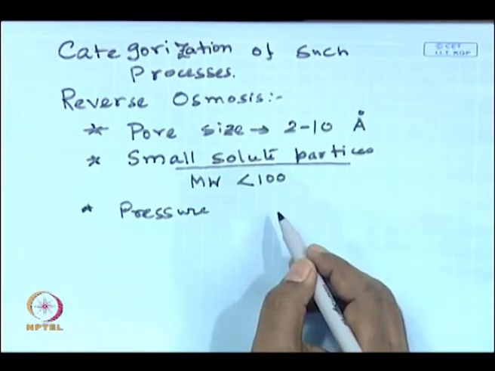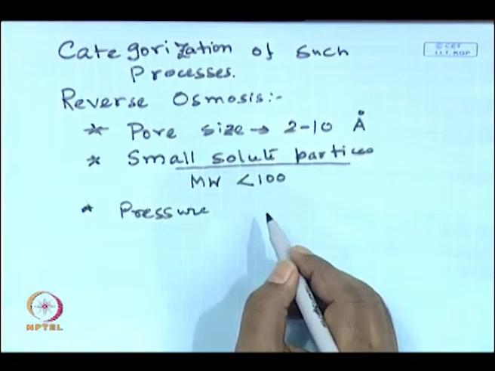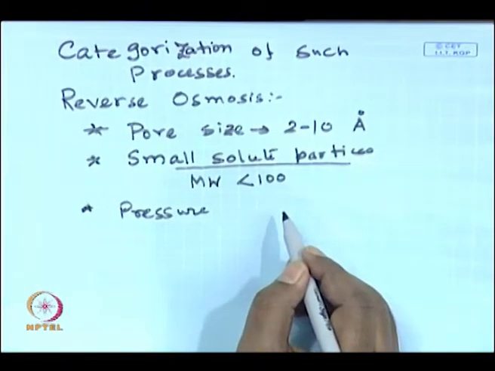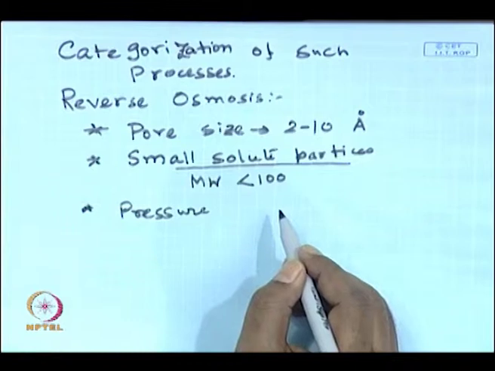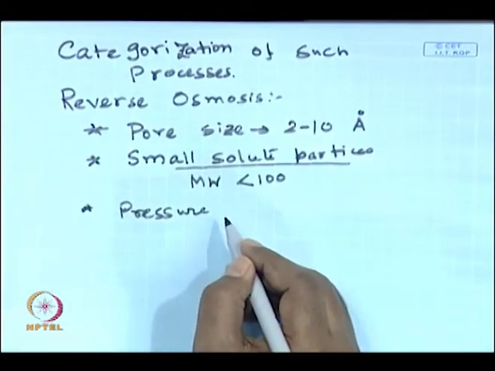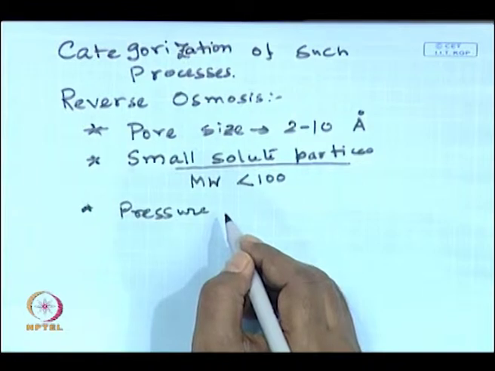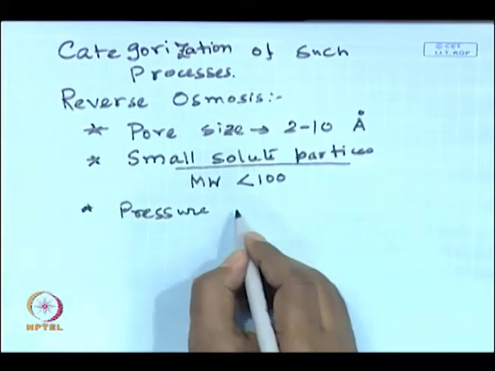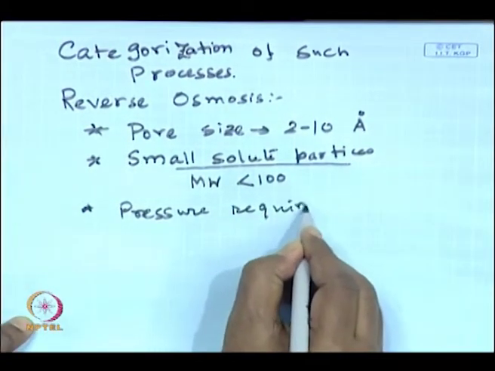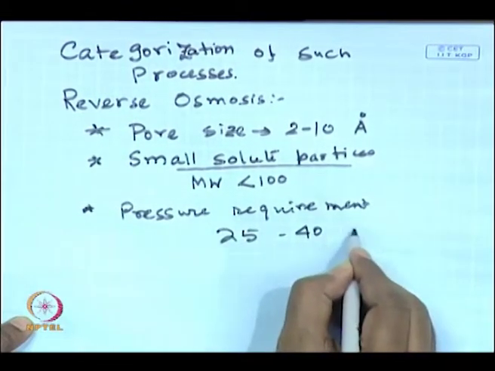becomes pretty high. Now, in case of reverse osmosis, as we talked about in the last class, you have to apply pressure on the feed side to overcome the osmotic pressure, right? Then only the first drop of permeate will come in the downstream side. So the pressure requirement in reverse osmosis becomes highest because of the very high osmotic pressure. So the pressure requirement is in the order of 25 to 40 atmosphere.